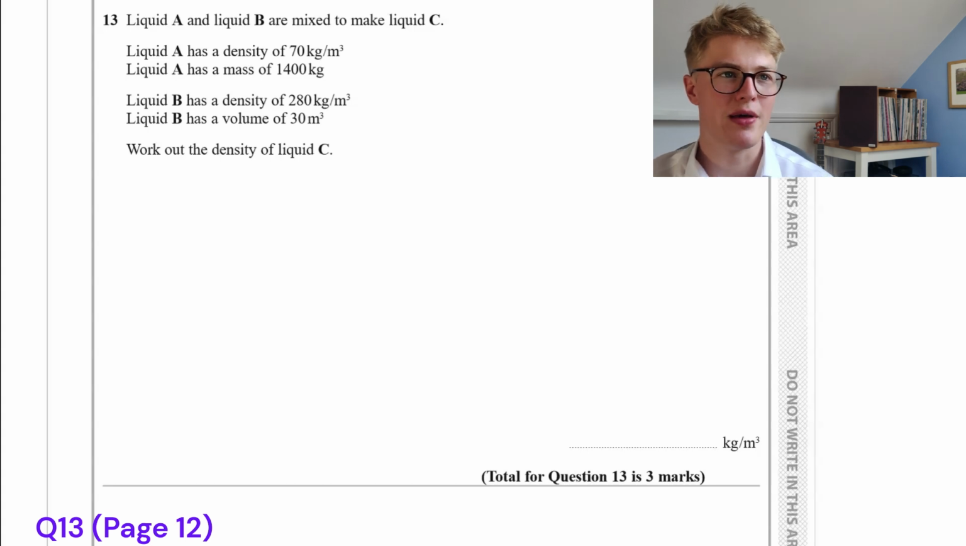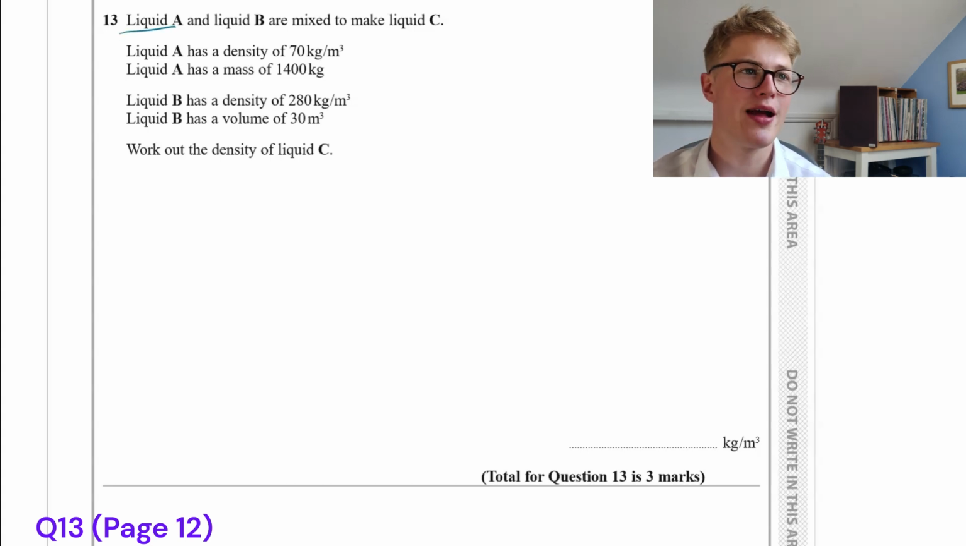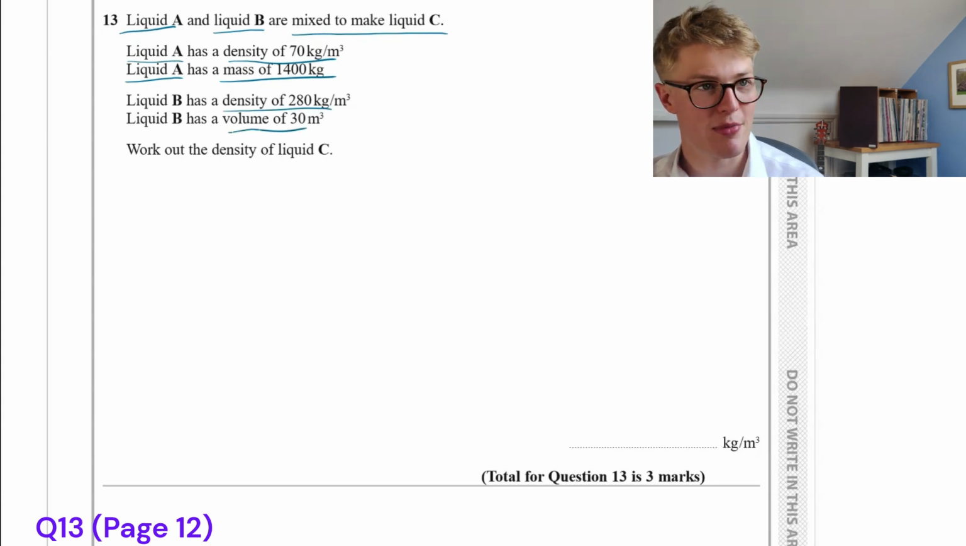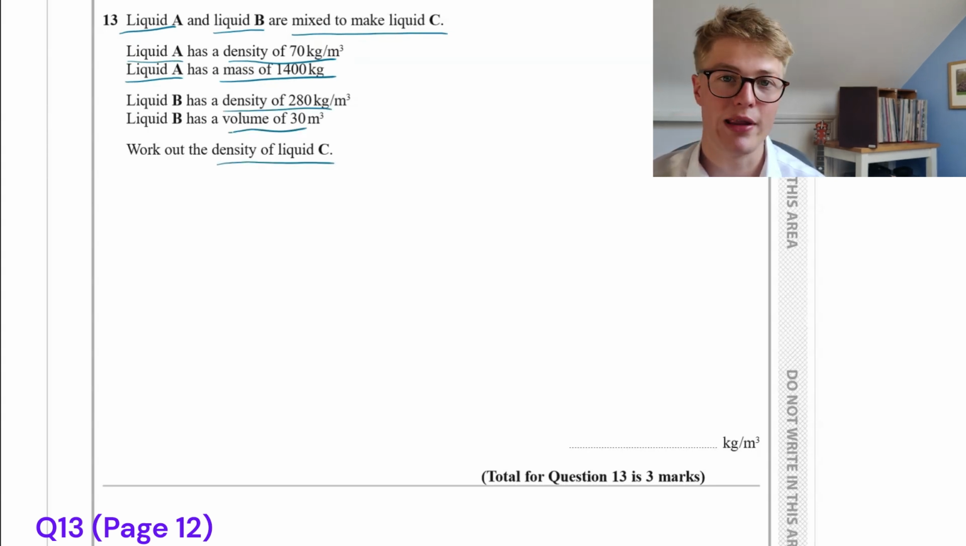Liquid A and liquid B are mixed to make liquid C. Liquid A has a density of 70 kilograms per meter cubed. Liquid A has a mass of 1400 kilograms. Liquid B has a density of 280 kilograms per meter cubed. Liquid B has a volume of 30 meters cubed. Work out the density of liquid C.